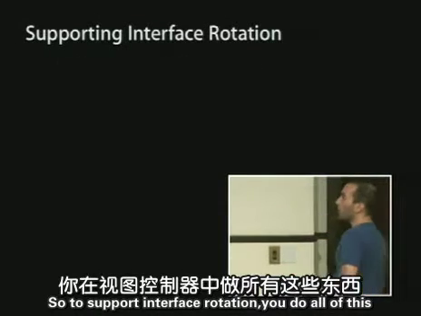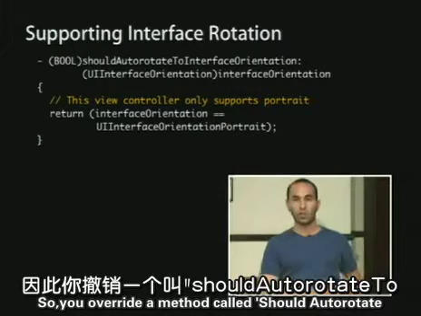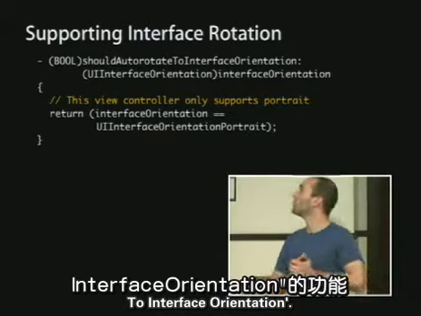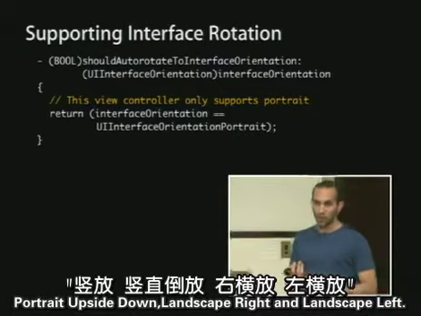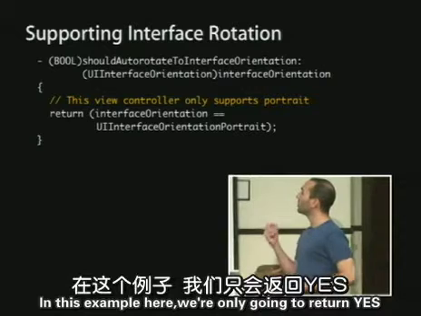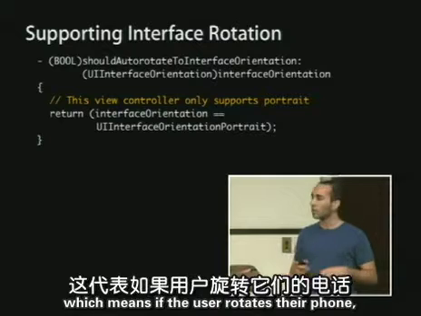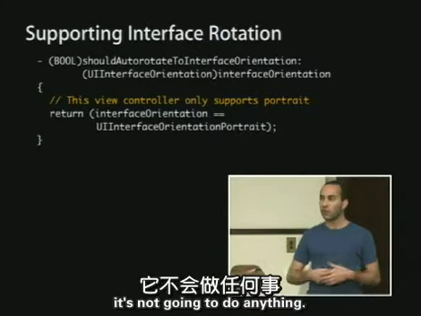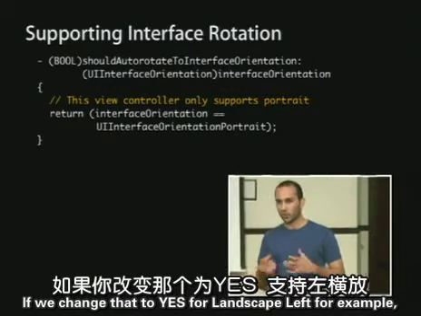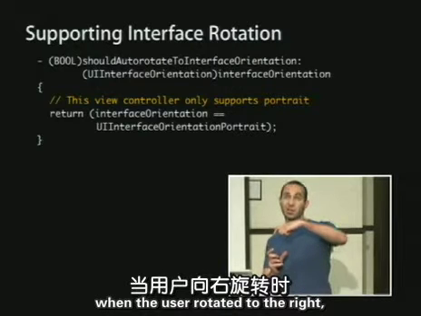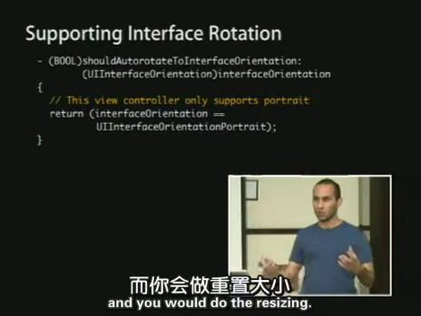So to support interface rotation, you do all of this in your View Controller. You override a method called shouldAutorotateToInterfaceOrientation. And it passes one in to ask you, can you rotate to portrait, portrait upside down, landscape right, and landscape left? In this example here, we're only going to return yes for portrait, which means if the user rotates their phone, it's not going to do anything. The things are going to stay the way they were. If we change that to yes for landscape left, for example, when the user rotated to the right, it would be in landscape left, and your View Controller would rotate, and you would do the resizing.